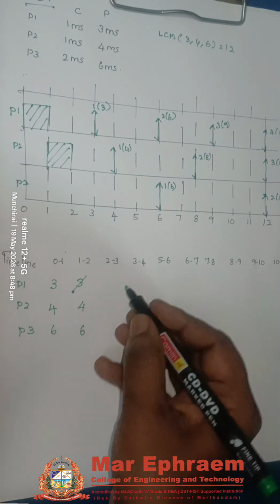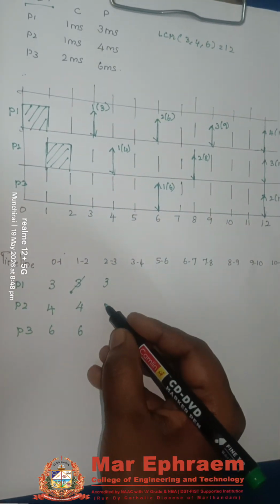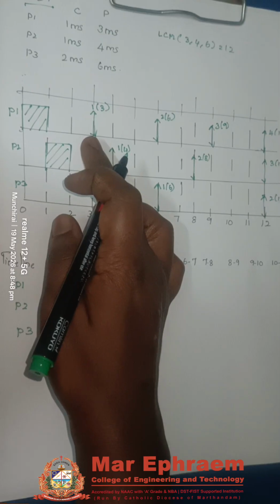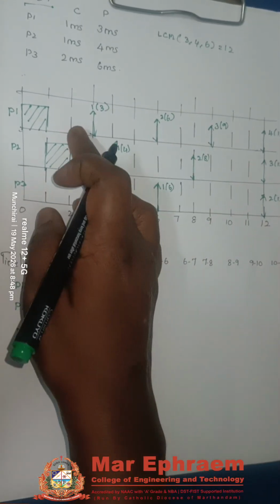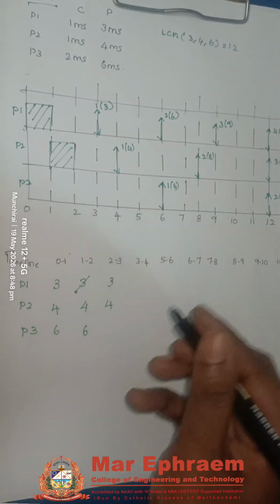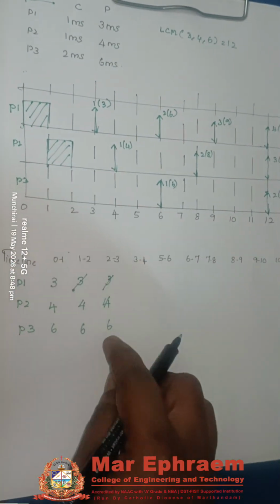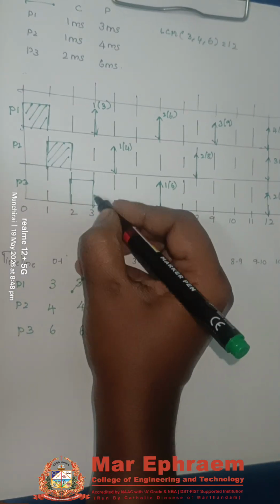So next, again we are just going to see the priority. From here the priority remains the same only. For the second to third cycle, from here it is 3, and from here it is 4, and from here it is 6 only. Now you can see here, already 3 and 4 are completed for the particular first interval. So we'll go on to P3.